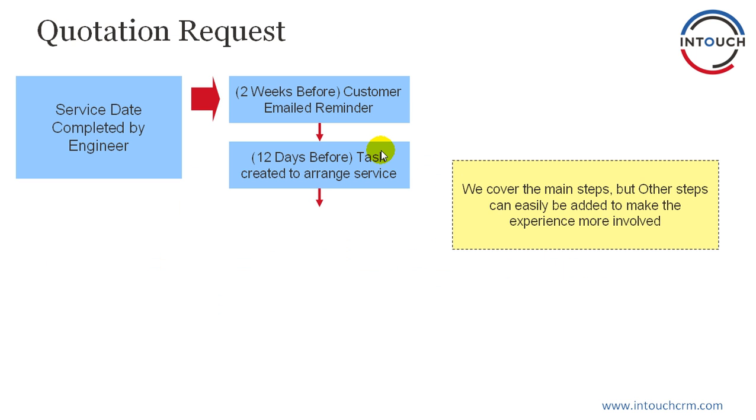So what we have is the date completed in the database by the engineer. Then when the next year rolls around, we have a reminder sent to the customer that tells them that somebody will be in contact. And then 12 days before, we're creating a task to ensure that somebody within the company phones up the customer and arranges a time and a date for the service to be undertaken. That way, you'll never forget another service again.